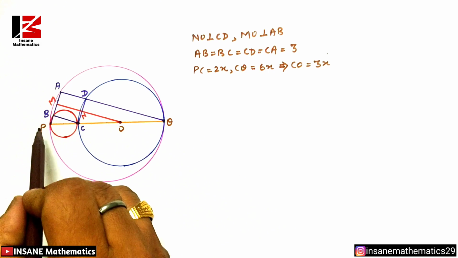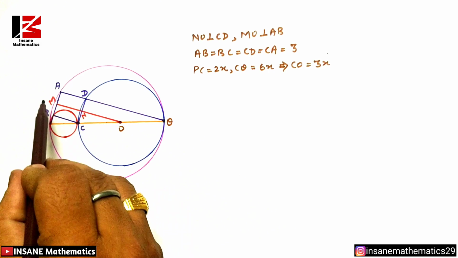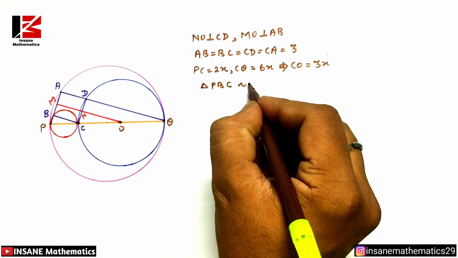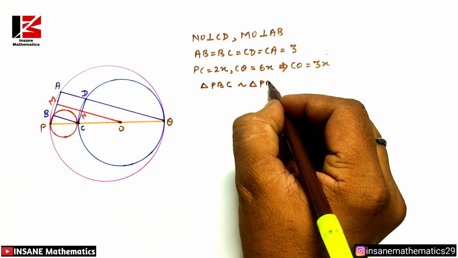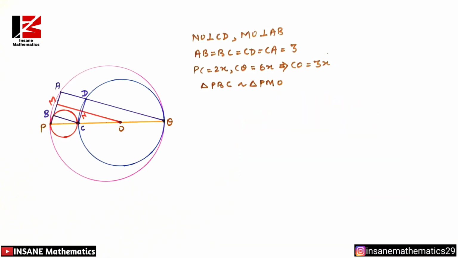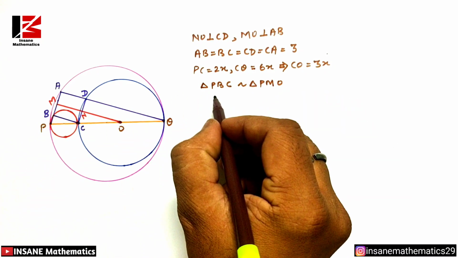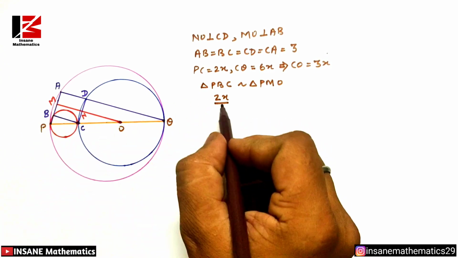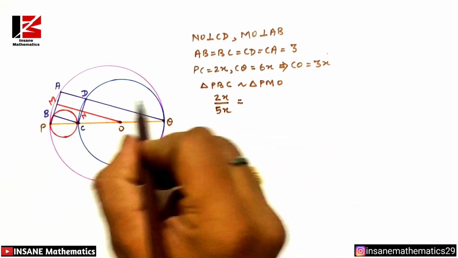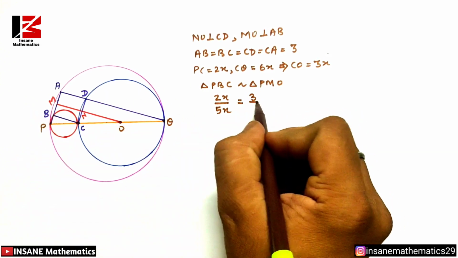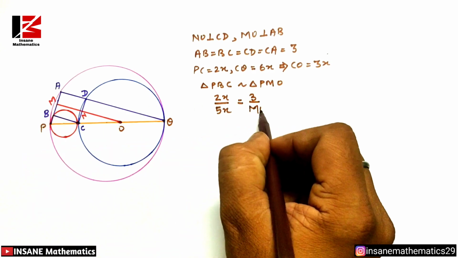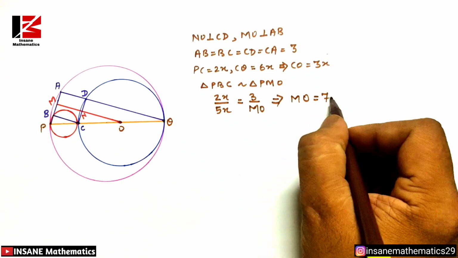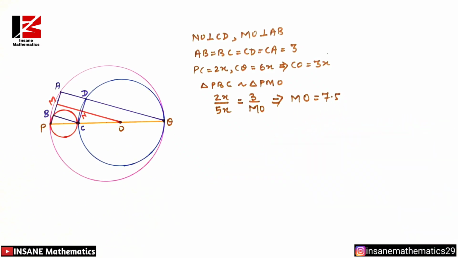Now we can see the triangle PBC and triangle PMO are similar. Therefore PC, that is 2x, upon PO, that is 2x plus 3x, 5x, is equal to BC, that is 3, upon MO. We can find MO from this equation and that will be 7.5 unit.